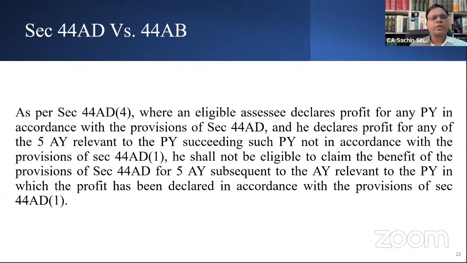Now he doesn't want to declare the profit at 8% and wants to declare a profit of 4%. In that case, is his case auditable or not? Any answer on this?